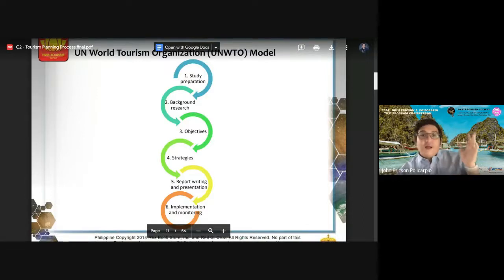So it starts with study preparations and then creating a background research for the plan, setting the objectives and setting the strategies, report writing and presentation, which includes a lot of readings and rereadings and revisions of the plan before they implement and monitor it. Okay? So, mas mahaba ang proseso if you are actually doing a UNWTO model. And normally, it's for the global and multi-national types of planning for tourism.